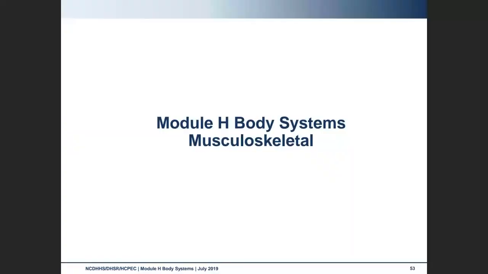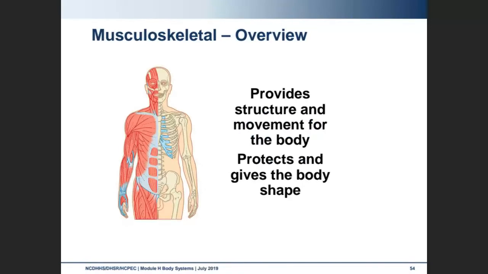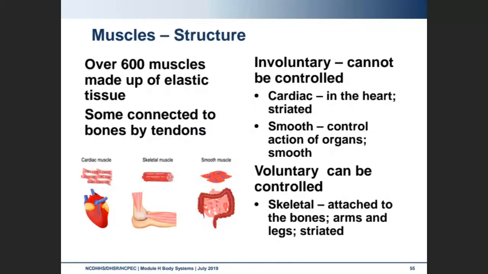All right, now we're going to talk about Module H, the musculoskeletal system. The musculoskeletal system provides structure and movement for our body. It also protects and gives our body shape. And of course, it's made up of muscles and skeleton, or muscles and bone, I should say.